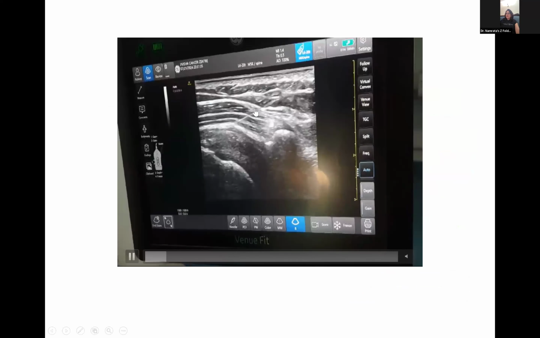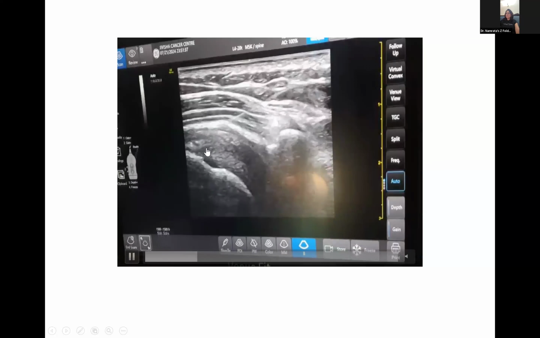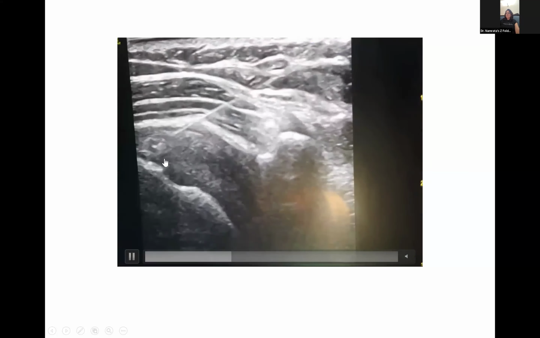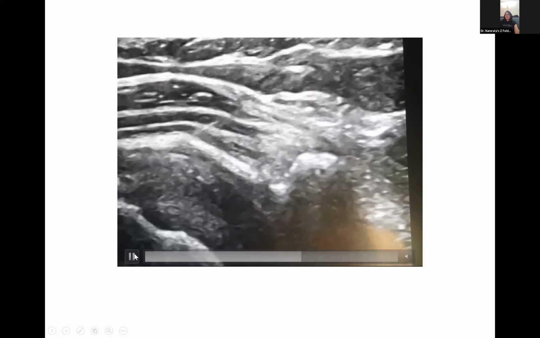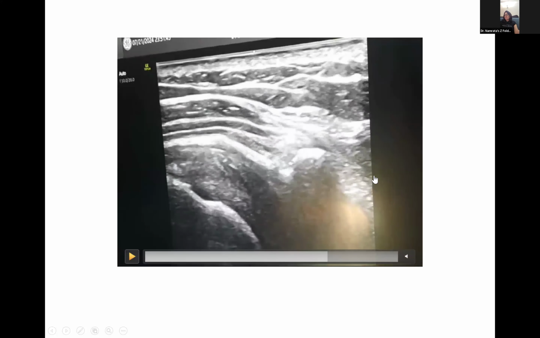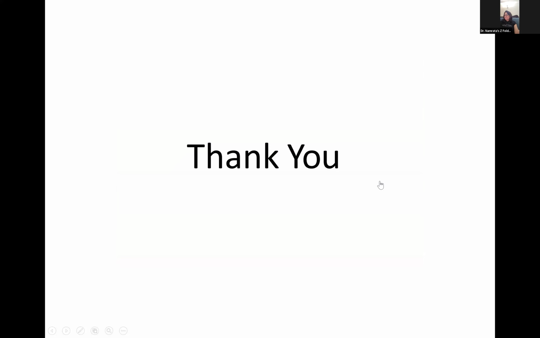This is the needle within the area of the tendinosis in the supraspinatus, and we are injecting the platelet-rich plasma in the area of the tendinosis here. So this is what I just wanted to share.